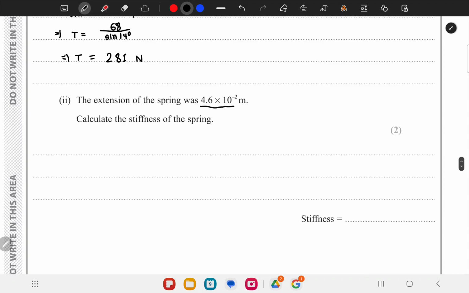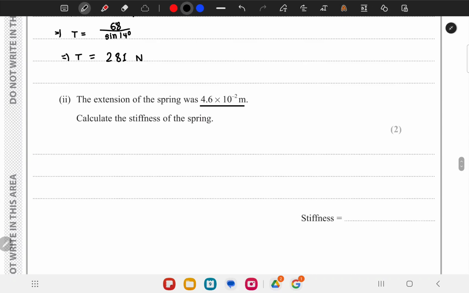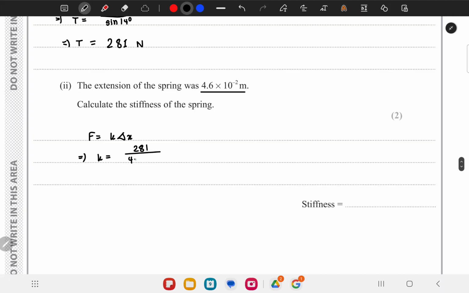Now we are also given the extension of the spring. We have to find the stiffness. We know that the force is equal to K del X, where K is the stiffness. K will be F divided by del X. The force is 281 Newton from what we found before, and the extension is 4.6 into 10 to the power minus 2. So the value of K will come out to be 6.11 into 10 cube. The unit will be Newton per meter. This is the force, this is the extension.